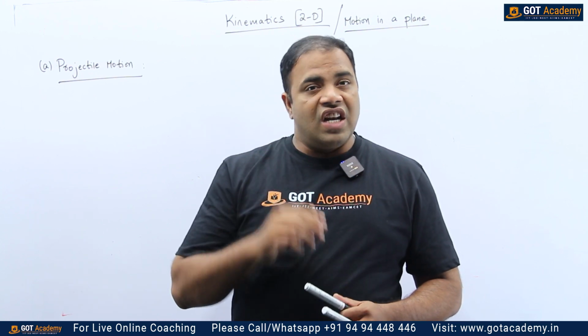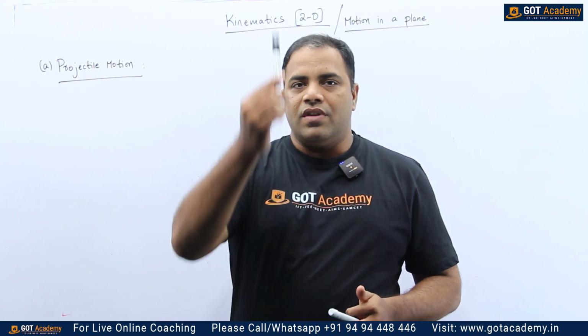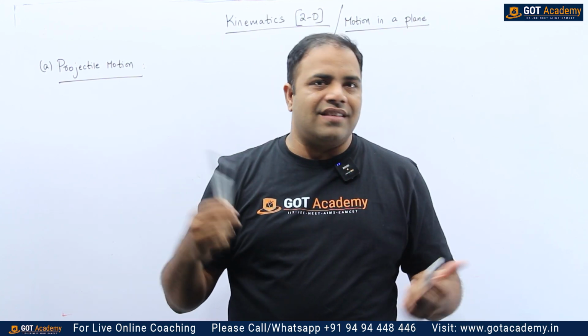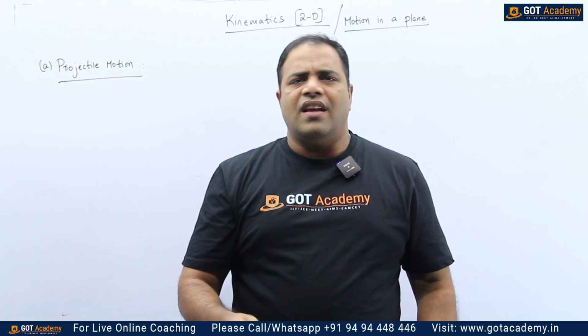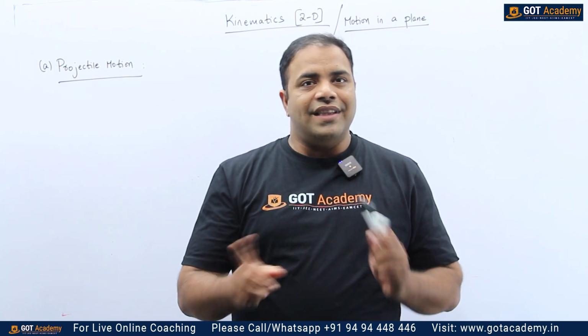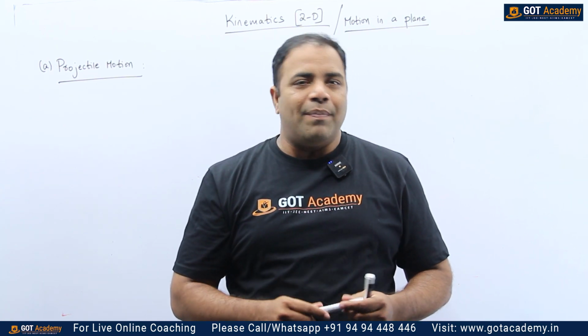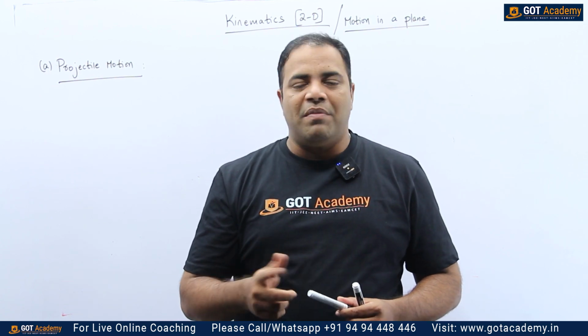Clear? So initially we have studied only one dimension. We considered a body projected upwards along the y-axis, there is no x-axis, as well as a body projected downwards, there is also only the y-axis, again no x-axis. But here we are considering both x and y, that is the two-dimensional plane, the x and y plane. Understood? So that is one difference between one-dimensional and two-dimensional kinematics.